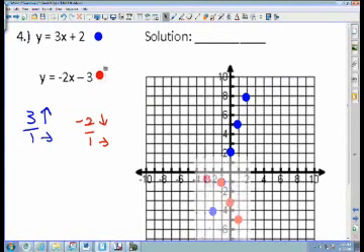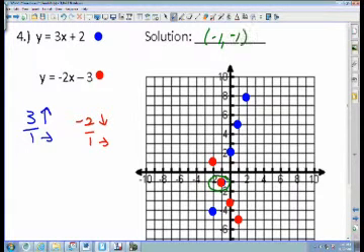All right, I found the intersection. I'll go ahead and just do it a little bit more there. All right, so here is where they cross. Looks like -1, -1. That's what I think my answer is.